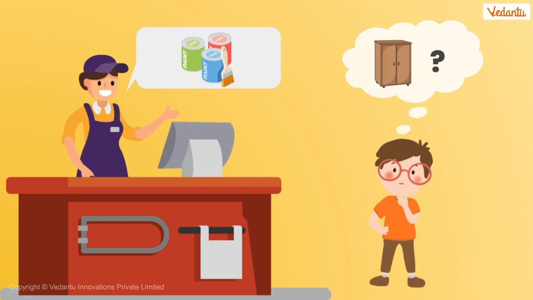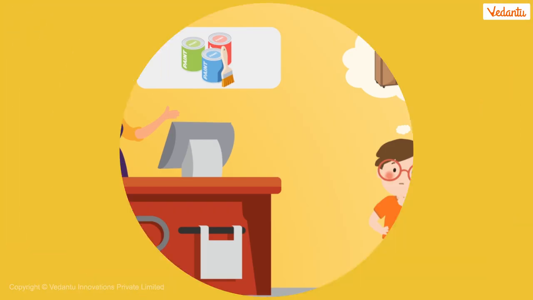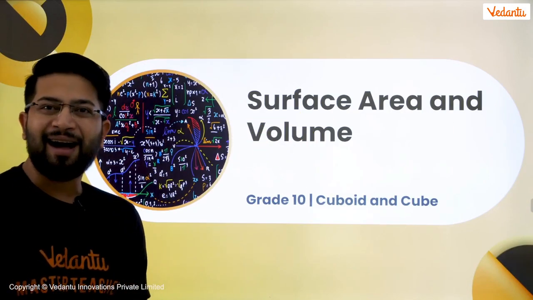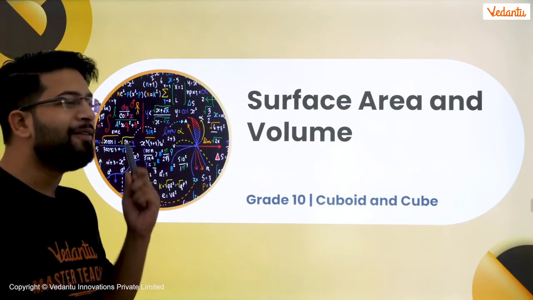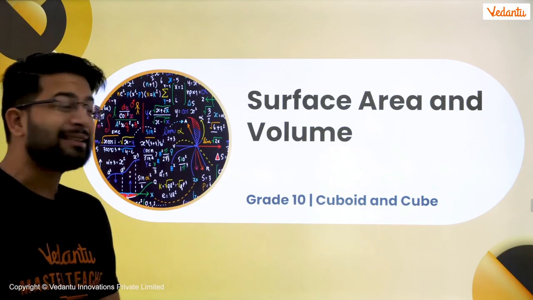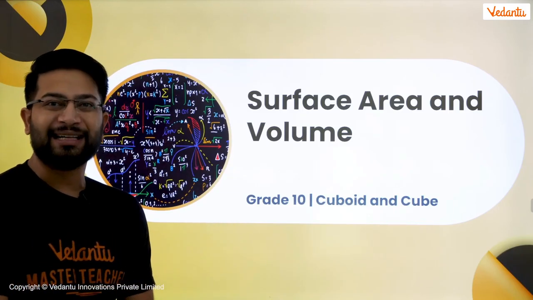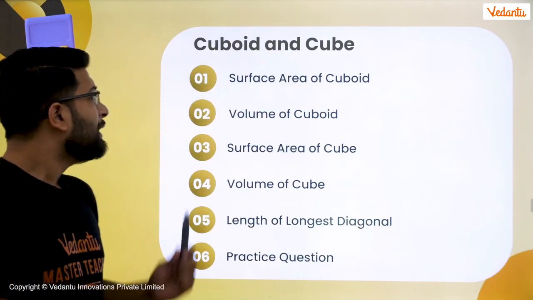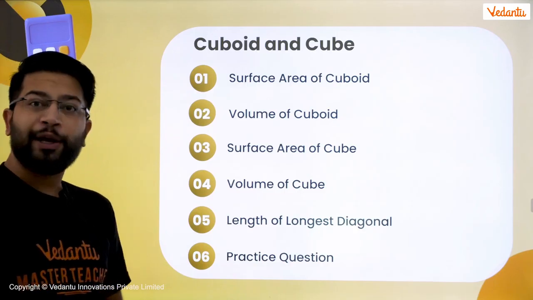So champ, how will he decide how many paints he wants to buy? On the basis of which concept can he decide how many paints he wants to buy in order to paint the old cupboard? So champ, let's find the answer to this question in today's class of surface area and volume, and we are going to discuss the cube and cuboids. So let us start. Champ, let's first talk about the cuboid.